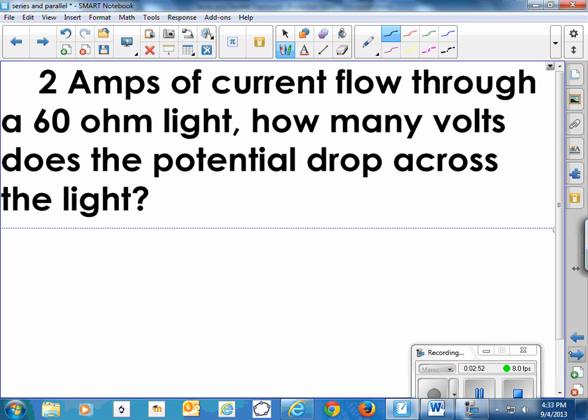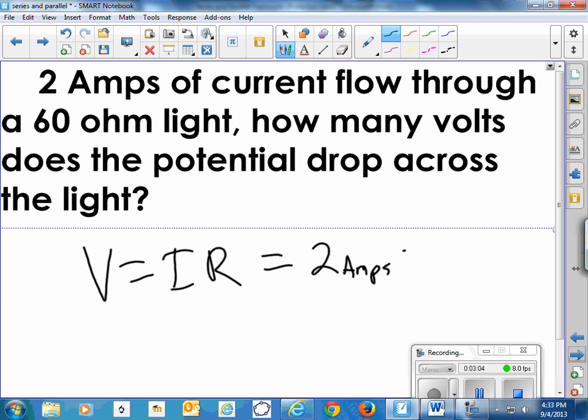So we know that the voltage is equal to the current times the resistance, and we have both those. So we say 2 amps times 60 ohms. Well, that gives us 120 volts.